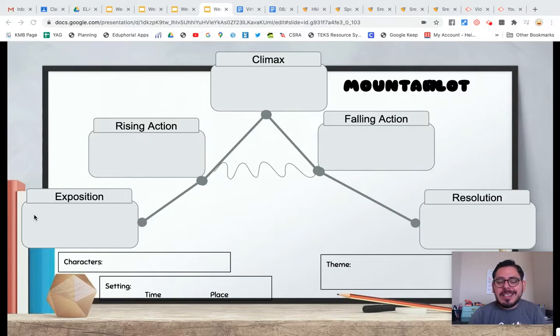In a sentence, what is the exposition? You can write, the exposition was when this and this happened. The rising action was when this and this happened. The climax is when blah, blah, blah happened. So that's your sentence then. The exposition was when, and then you write it down.